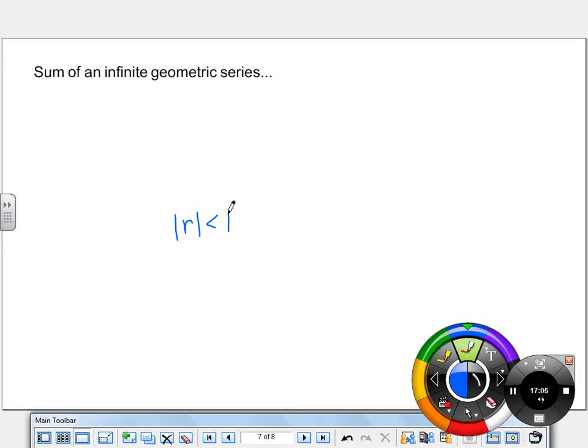So let's think about what the sum formula used to be before and how this is going to slightly change that. So this was our sum formula before. And I want you to think about the problem we just did where our ratio was 1/2.